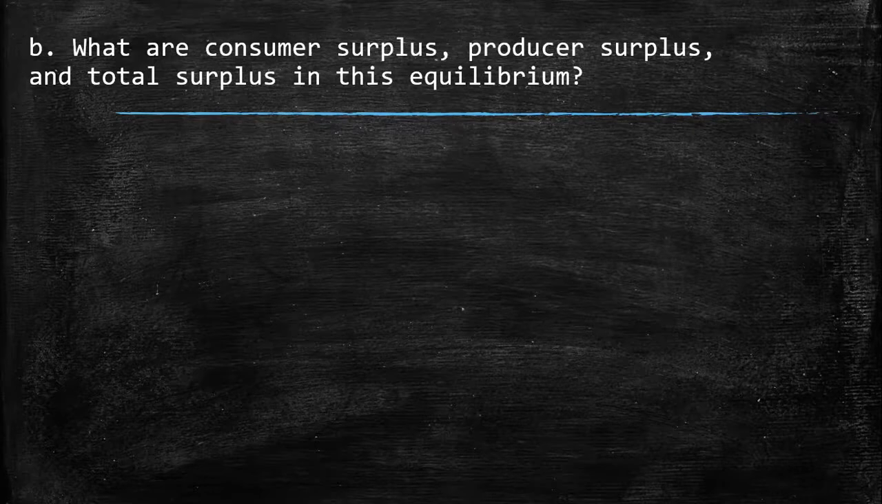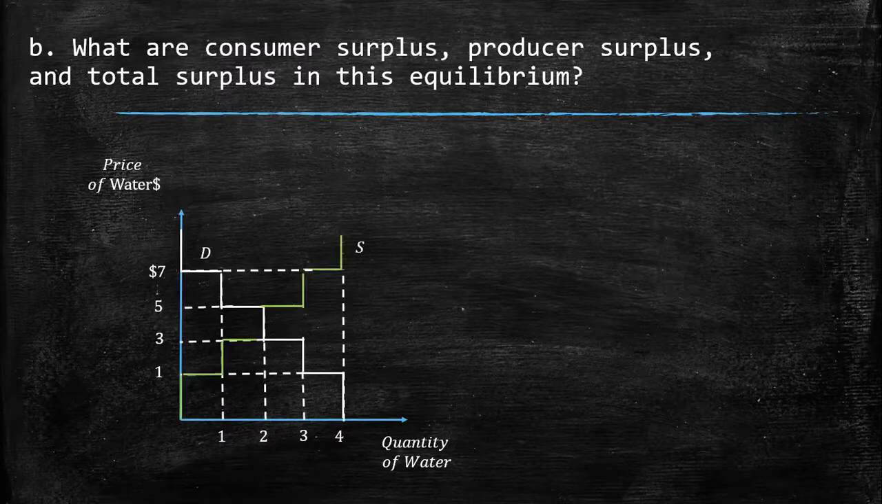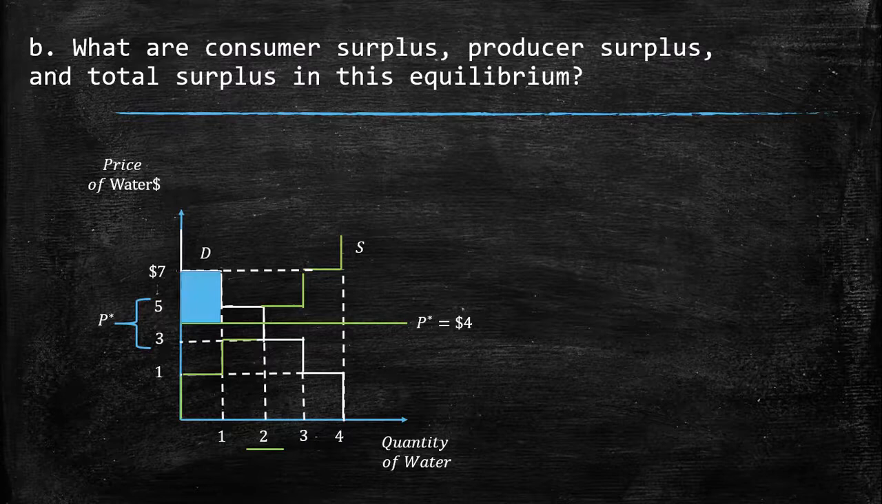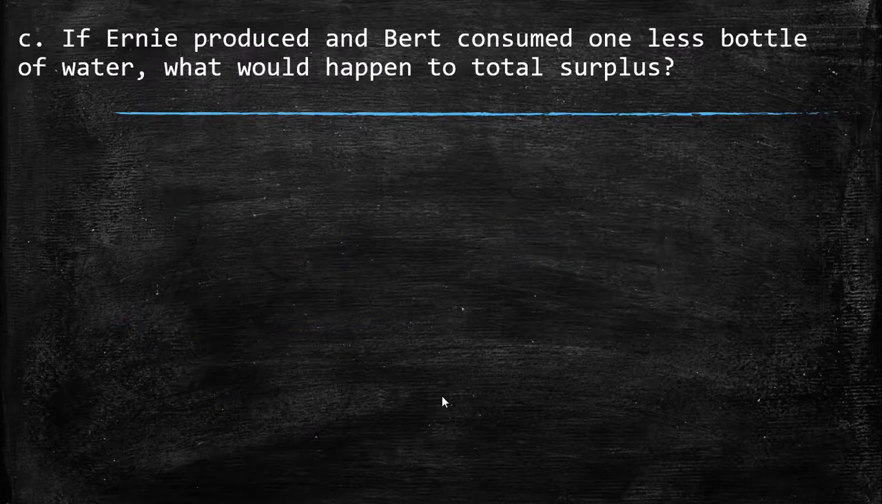B. What are consumer surplus, producer surplus, and total surplus in the equilibrium? So here we have the two curves, and here we have the price of equilibrium, which is 4, and 2, which is the quantity. So here we have the consumer surplus, and here we have the producer surplus. So which is the total surplus? It's going to be the sum of the blue area and the green one.